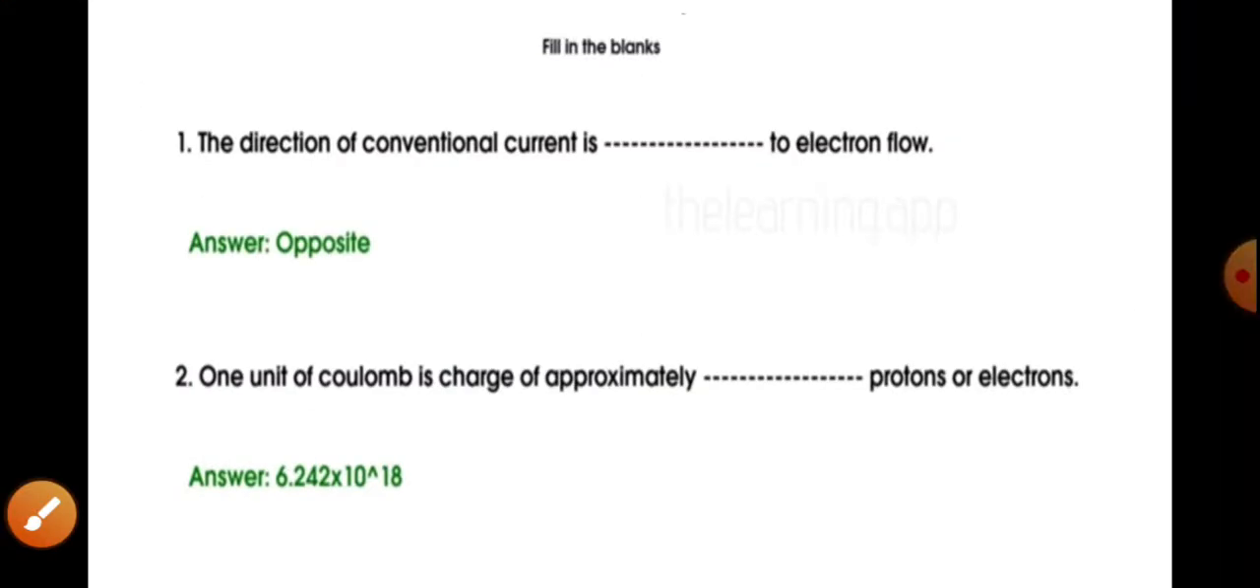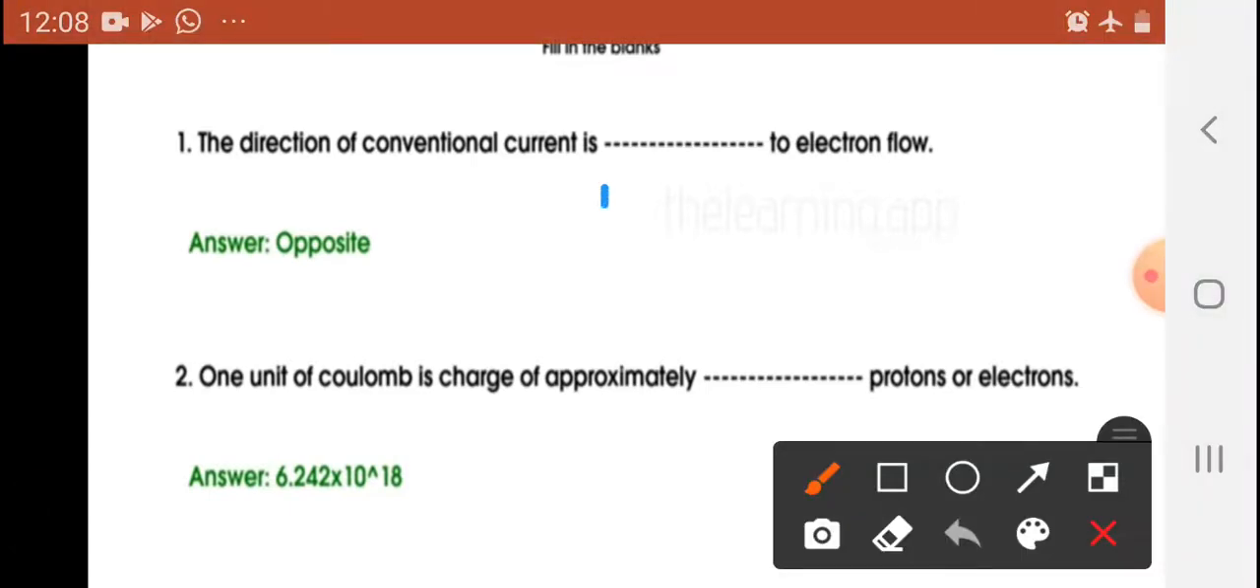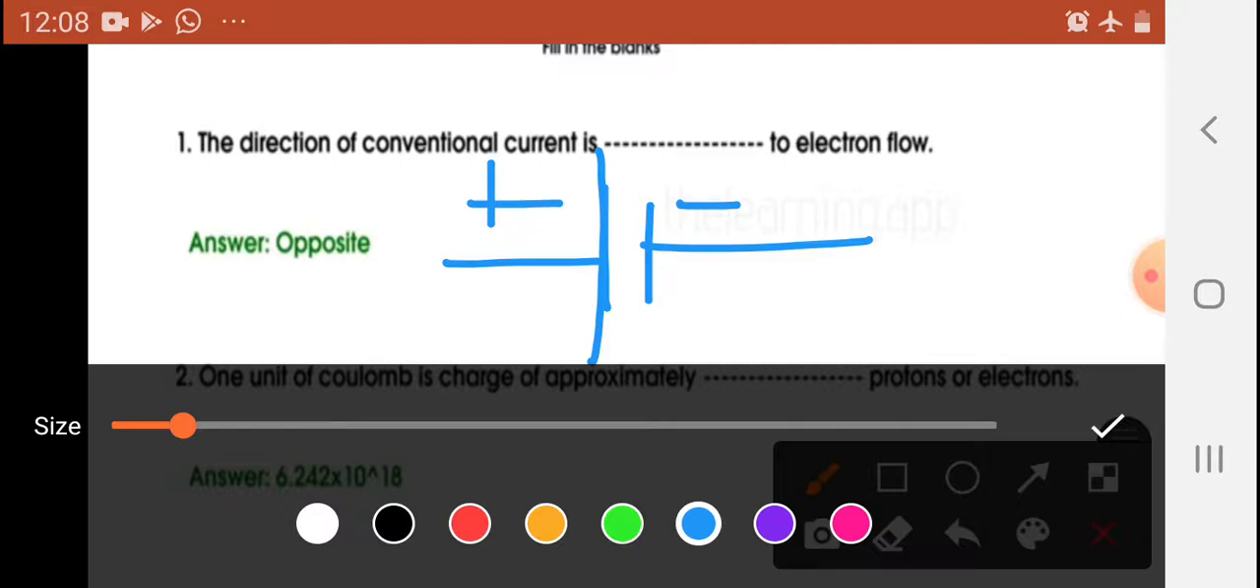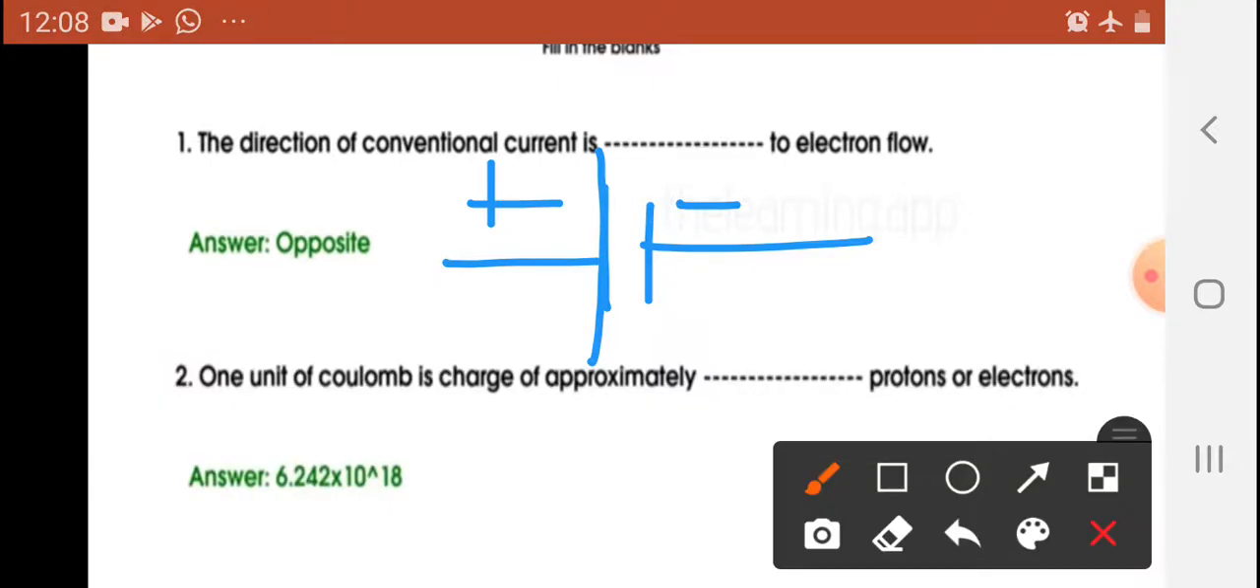So fill in the blanks. First one: the direction of conventional current is opposite to electron flow. How can we identify this? We should know the battery's positive and negative. From the positive, the current will flow through the circuit, and from the negative, electrons will flow. So the conventional current is opposite to the electron flow. Can you understand?